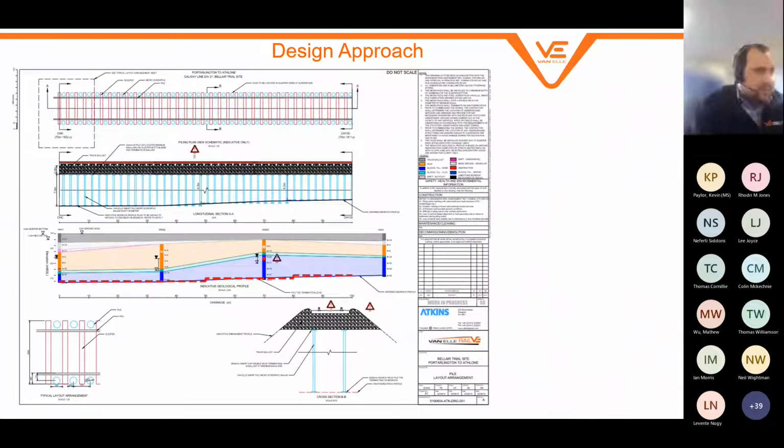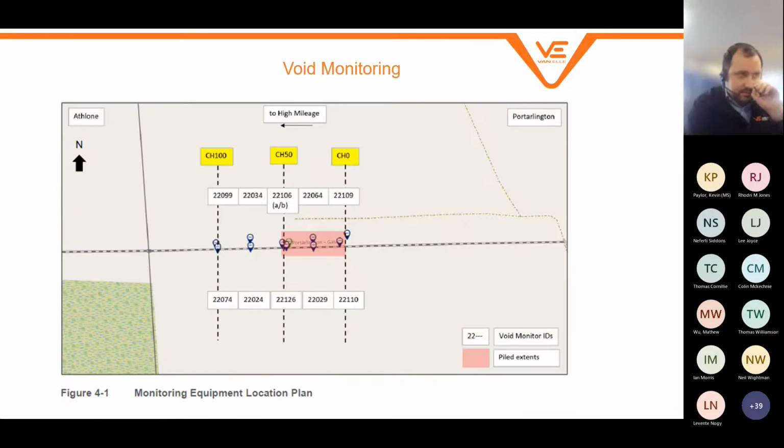So at that point, we could then start to develop a design, and you can now see we've got piles every sleeper crib between the sleepers each side of the rail, working in pairs all the way through that section and varying in length to match the more competent material depth.